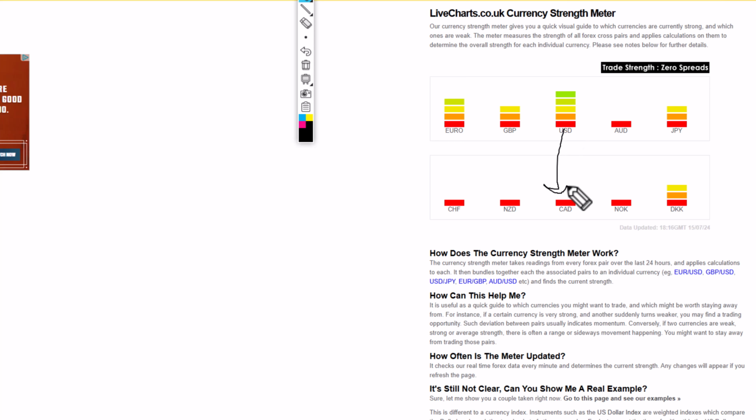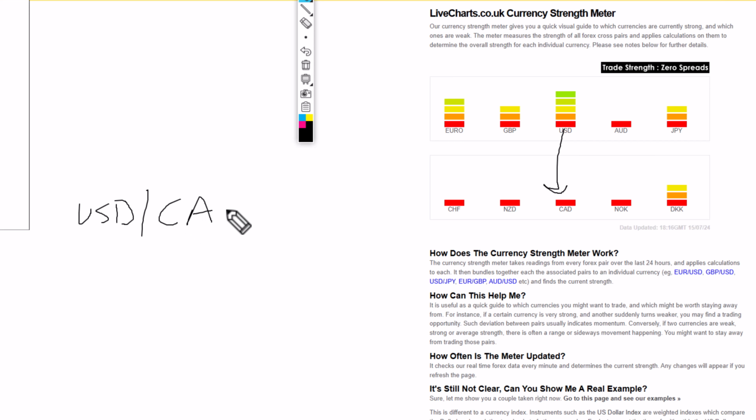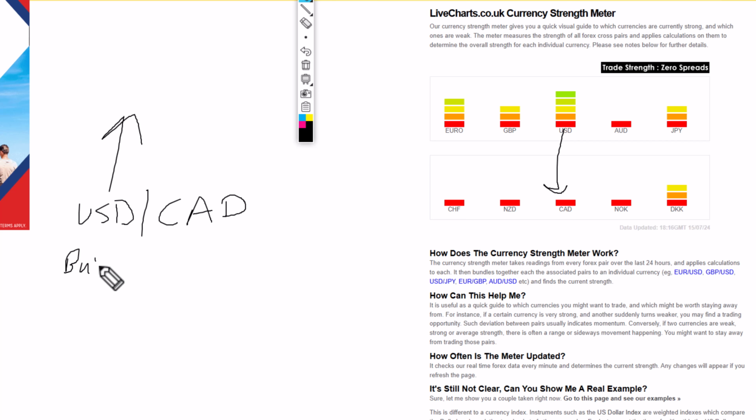And the thing about it is I already know this pair, so it's dollar, it actually is dollar/CAD. So in this case, which way do we want to go? Do we want to buy or do we want to sell? From what I explained earlier, the dollar is strong, the CAD is weak. So in this case, we want to buy the dollar against the CAD because it's stronger.